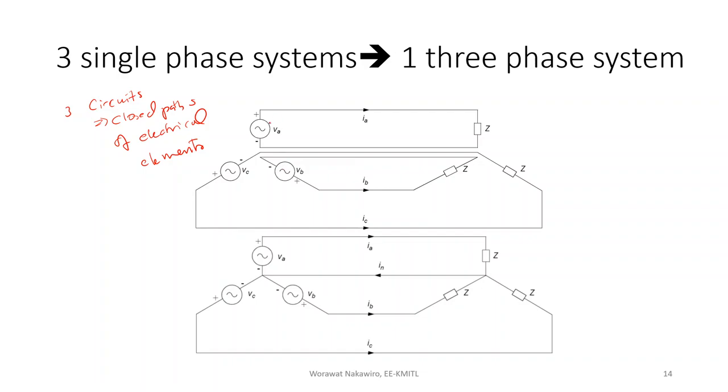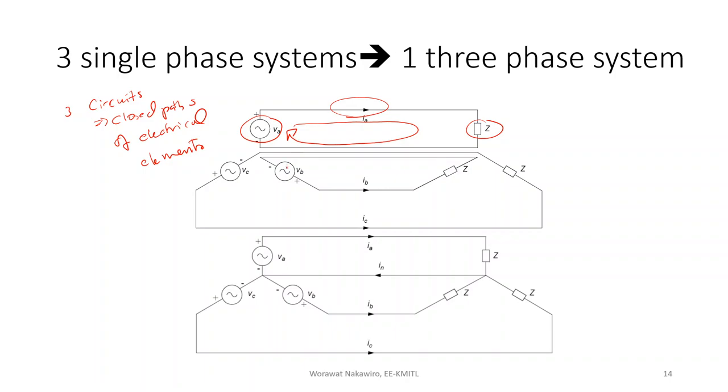Now you see on the first picture, we have one source. Source is one of the circuit elements. You have the source, you have the load, which is C here, you have the transmission line. Basically, this is one circuit, because this is a closed path. Closed path meaning that it can come back to the same position.